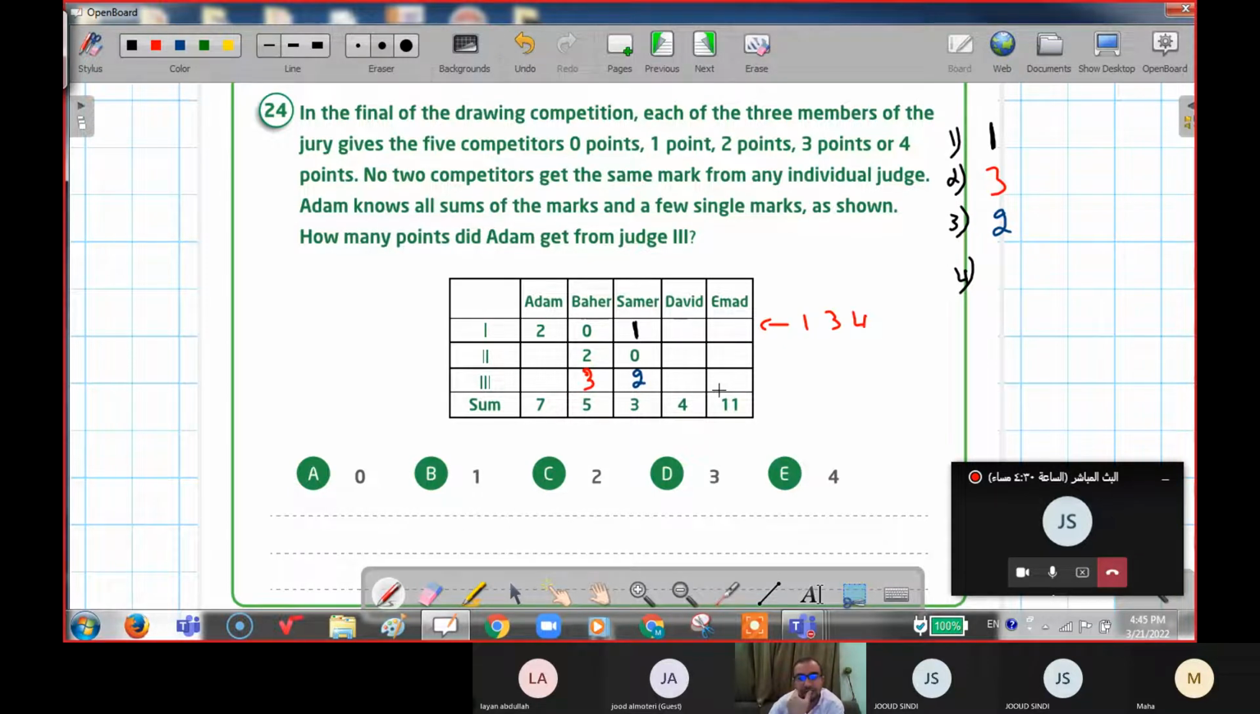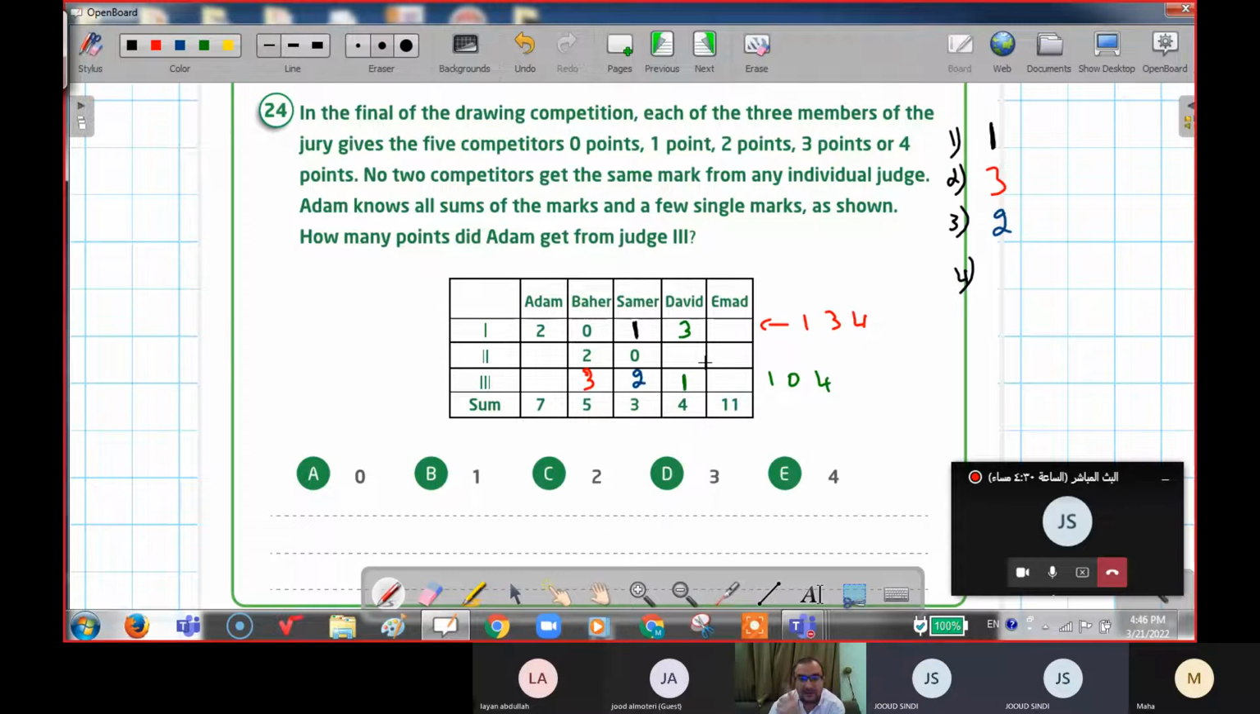Yeah, you can continue, Jude. So now I know that the numbers left for the third judge are 1, 0, and 4. So David needs a sum of 4, so I cannot give him 0 or 1. So the first judge can give David 3 points, and the third one can give him 1 point. So David will take 3 from the first one and 1 from here, yeah, Jude?